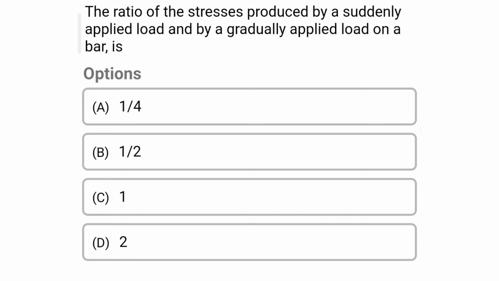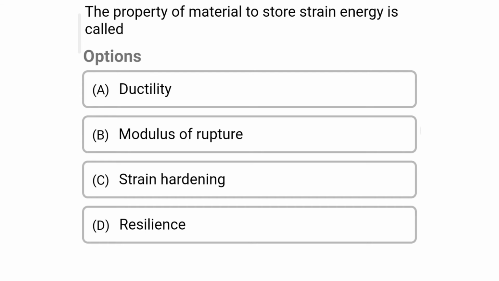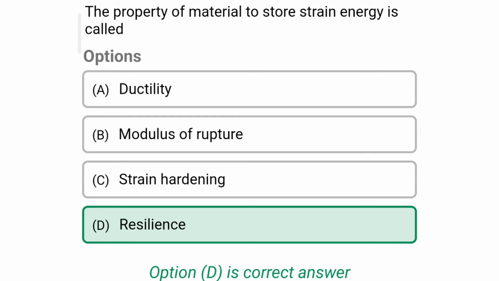So next question, the ratio of the stresses produced by the suddenly applied load and by the gradually applied load on the bar is option A 1 by 4, option B 1 by 2, option C 1, option D 2. So the correct answer is option D 2. So next question, the property of material to store strain energy is called option A ductility, option B modulus of rupture, option C strain hardening, option D resilience. So the correct answer is option D resilience.